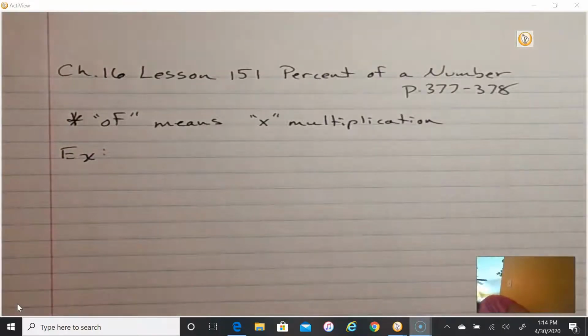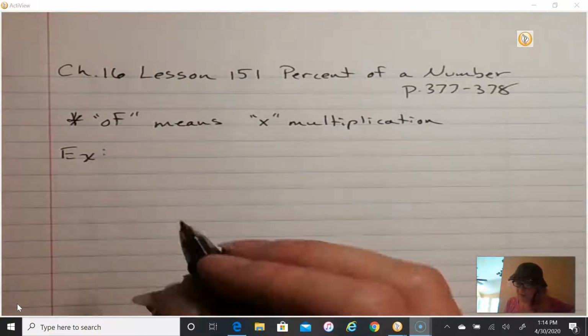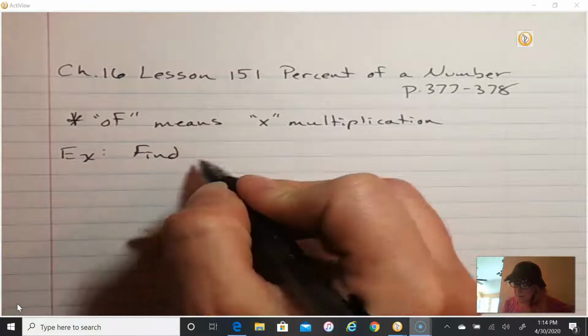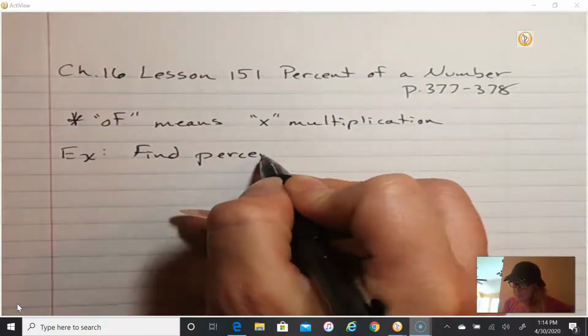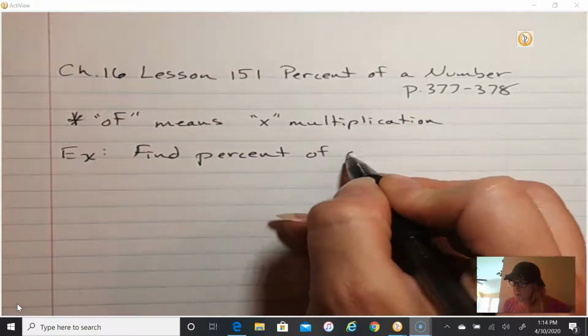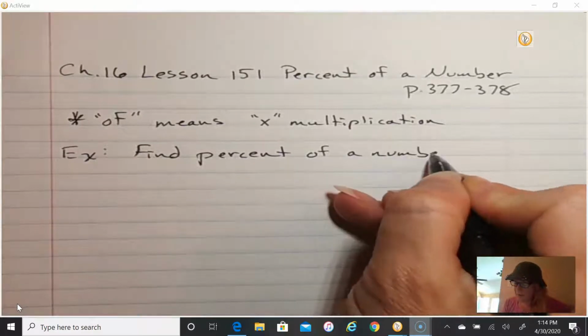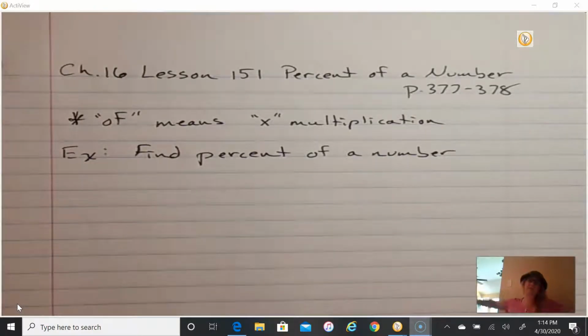Let's see real quick. I want to look at something. Okay, they say find the percent of a number. And there's going to be IXL for this, so don't worry. I'm taking my time on the IXL right now. I'm posting it and everything, but oh my gosh, there's so much to grade.